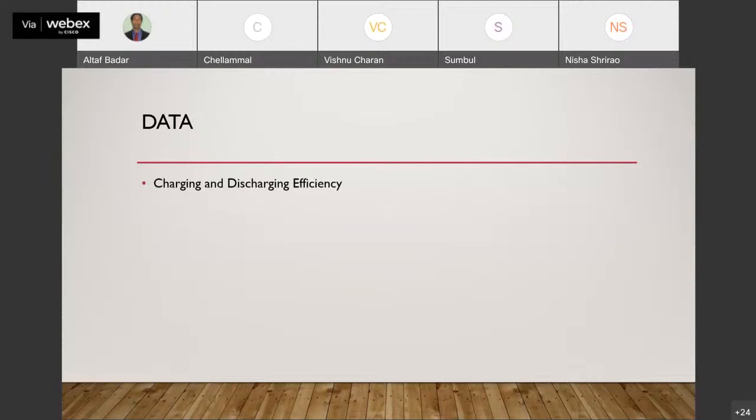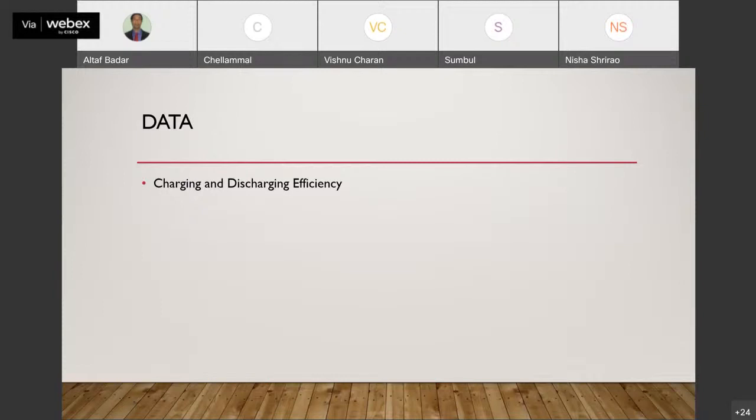First one is charging and discharging efficiency. That was obviously taken up. So in this case, we will be taking charging and discharging efficiency as 0.98 and 0.95 respectively. So charging efficiency is 0.98. Discharging efficiency we will take as 0.95.